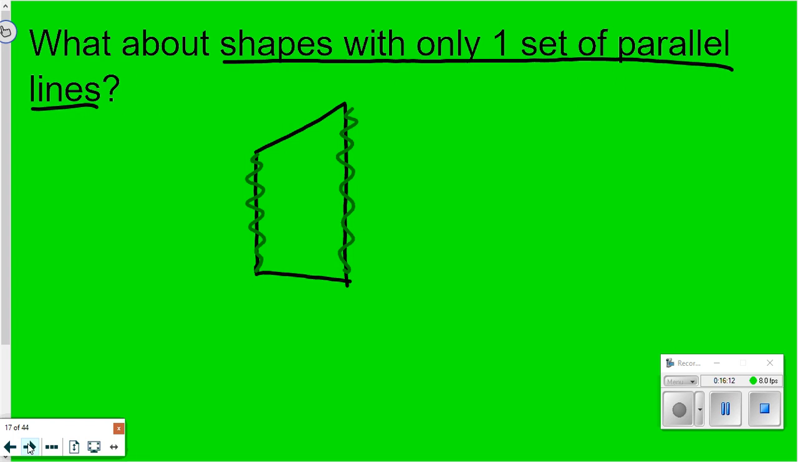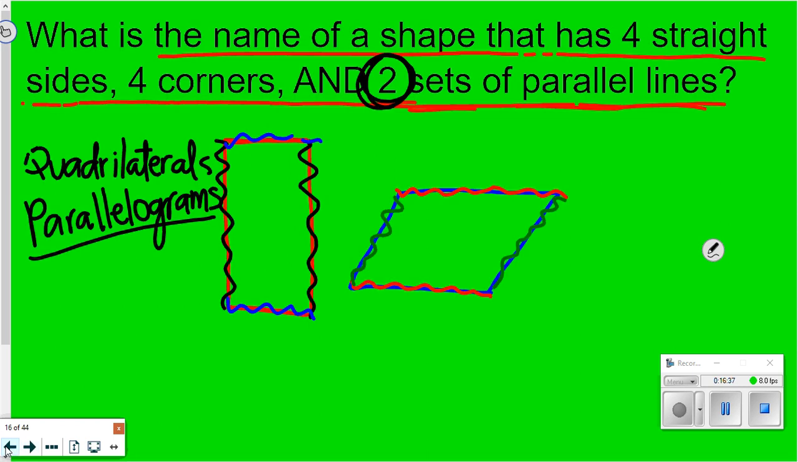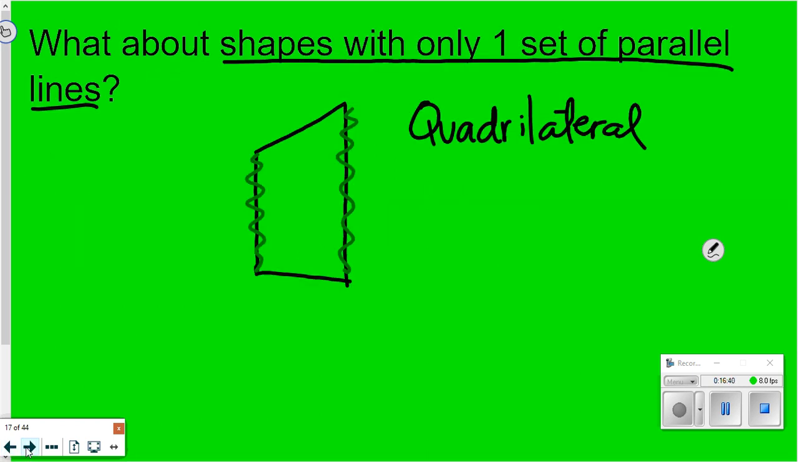He's got a name. Some names are better than others. Evelyn? I can call it a quadrilateral. Is that wrong? No. But there's a better name for it. Does anyone know the better name for it? Macklin? Nope, because a parallelogram has to have 2 sets. This only has 1 set, because that top and bottom, they're not parallel. What's a better name for this? Jalen? Polygon? I can call it a polygon. Not wrong. Not the best name.